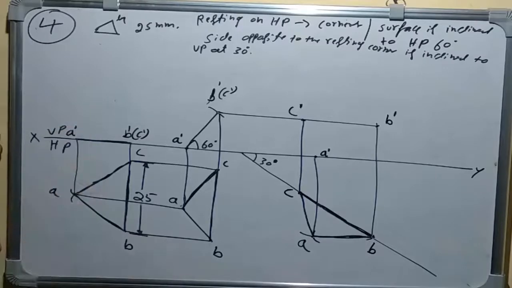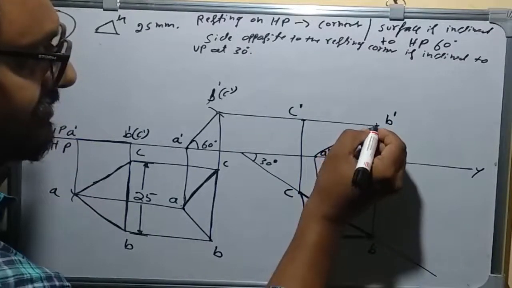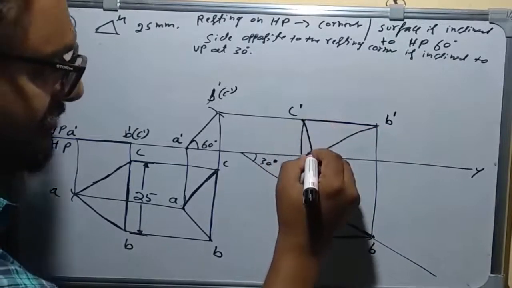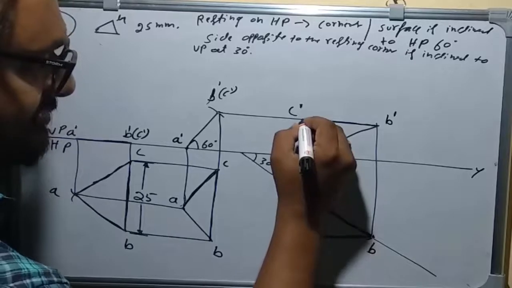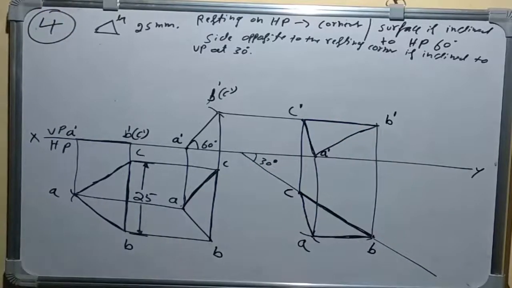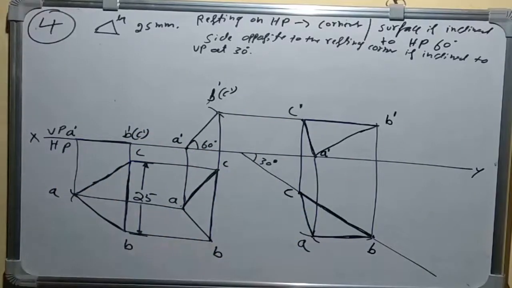Now we got all the three corners, join it. A dash to B dash, then B dash to C dash, and back to A dash. So like this, you join it with the visible line. So as I said, only the profile should be visible, remaining lines are all normal lines.